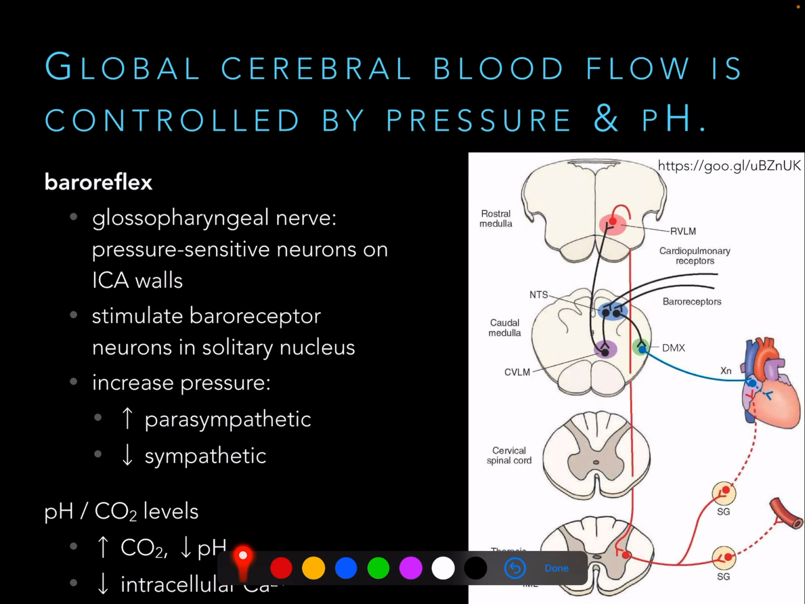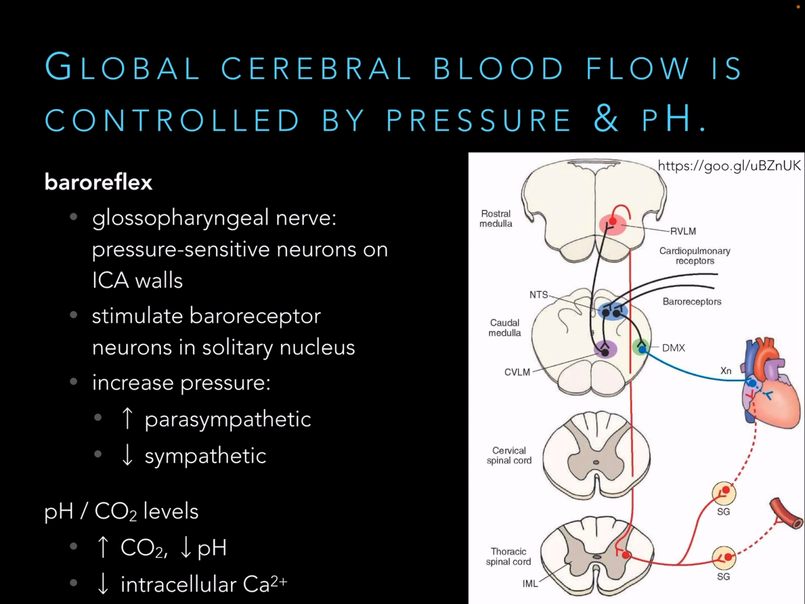So certainly we have low resistance drainage. That way we don't build up any pressure. We can also prevent a buildup of pressure by properly regulating blood flow. Now, at a global level, we regulate blood flow through the baroreflex. We should recall this from previous lectures.